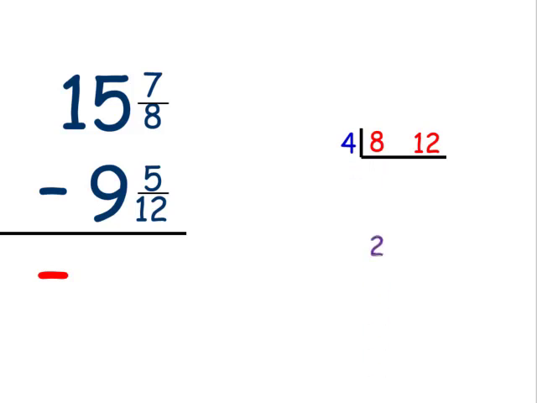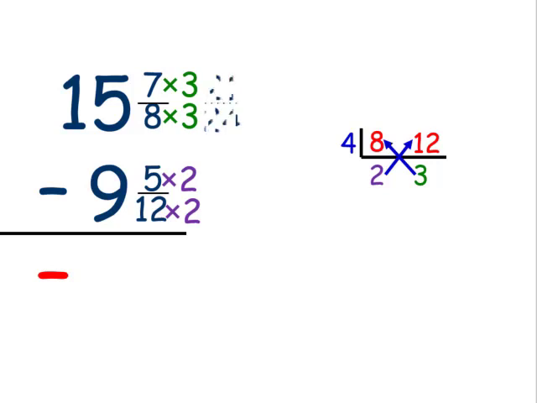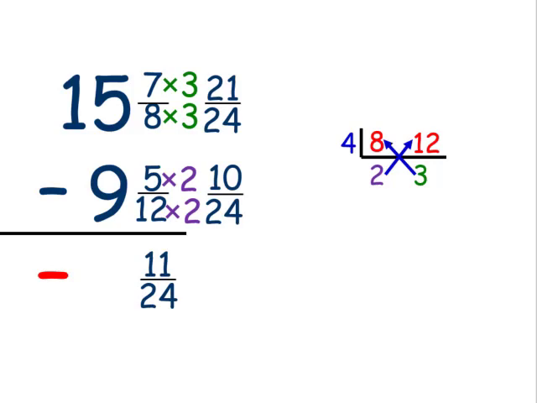8 divided by 4 is 2. 12 divided by 4 is 3. The fraction that has a denominator of 8, top and bottom will be multiplied by 3. And the fraction that has a denominator of 12, we're going to multiply the numerator and denominator by 2. This leaves us with 21 over 24 and 10 over 24. 21 minus 10 is 11 over 24. 15 minus 9 is 6. Our answer is negative 6 and 11/24.